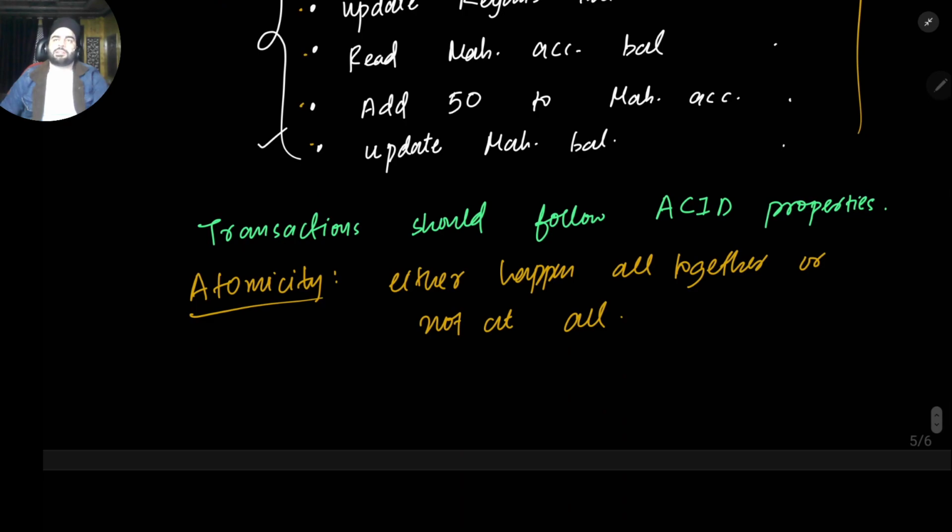Whenever you are dealing with a transaction, whenever you are creating a table, whenever you are making some change, transferring between bank accounts, or even updating something in the tables, it should either update or it should not update. That's called atomicity. It should happen completely or not happen at all. That is the meaning of atomicity.